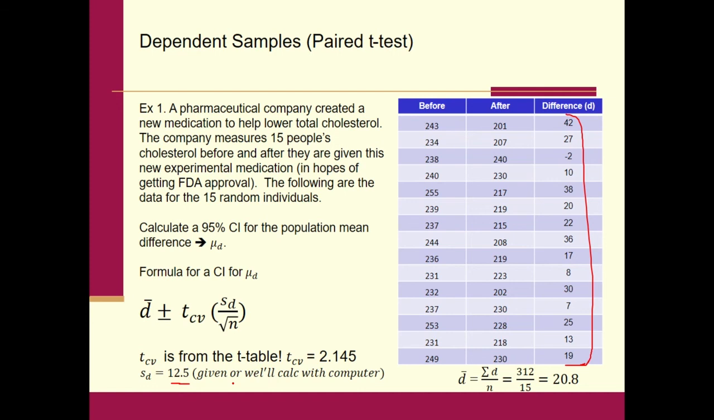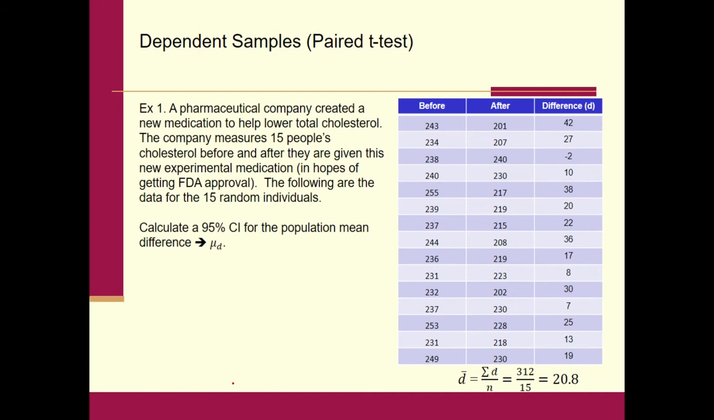All right, so I think we have everything now. And so let's go ahead and calculate our confidence interval. So we have 20.8 plus or minus the 2.145, our critical value. Our standard error is 12.5 divided by the square root of 15. Remember, put in n, not the degrees of freedom. So it's 15 for n.